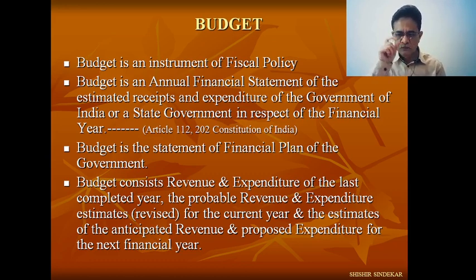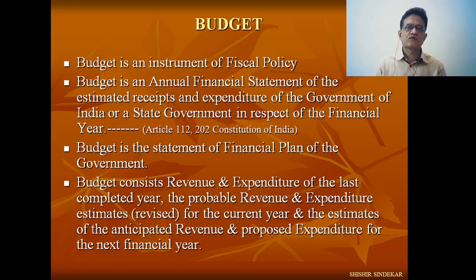Whenever you go through the budget document, you will find three types of figures. The first one is the actual figures of the last completed year, the second is the probable revenue and expenditure revised estimates for the current year, and the third is the estimates for the anticipated year, that is the anticipated revenue and proposed expenditure for the next financial year.